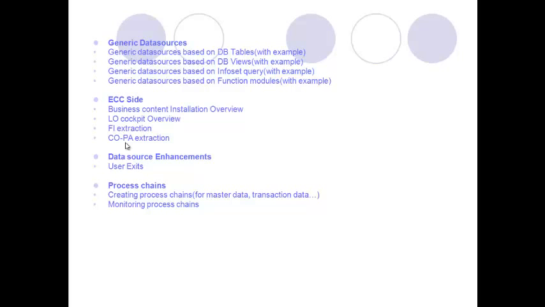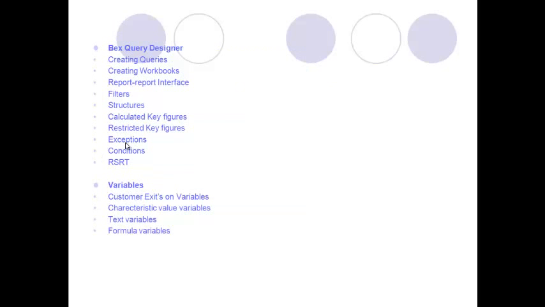So process chains, we will see how to create process chains for master data and transaction data, etc., and monitoring process chains, etc. When it comes to query designer, we will create queries, and we will create workbooks, report to report interface, RRI, filters, structures, calculated key figures, restricted key figures, exceptions, conditions, RSRT, and cell editors, etc. And we will create variables like customer exits on variables and characteristic value variables, text variables, formula variables, hierarchy variables. We will discuss everything in detail.